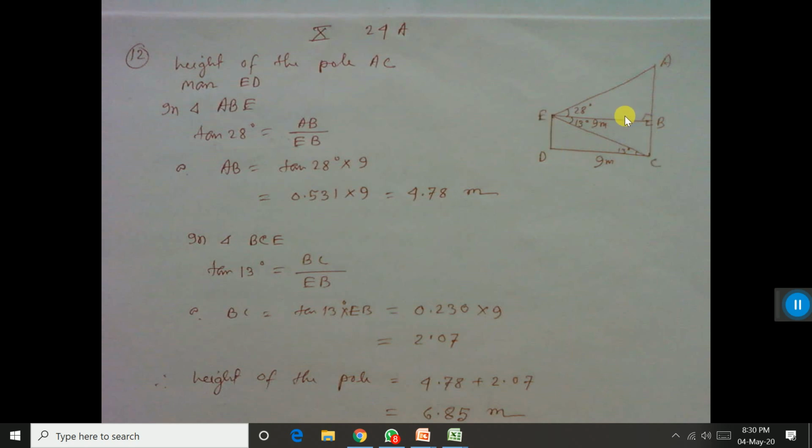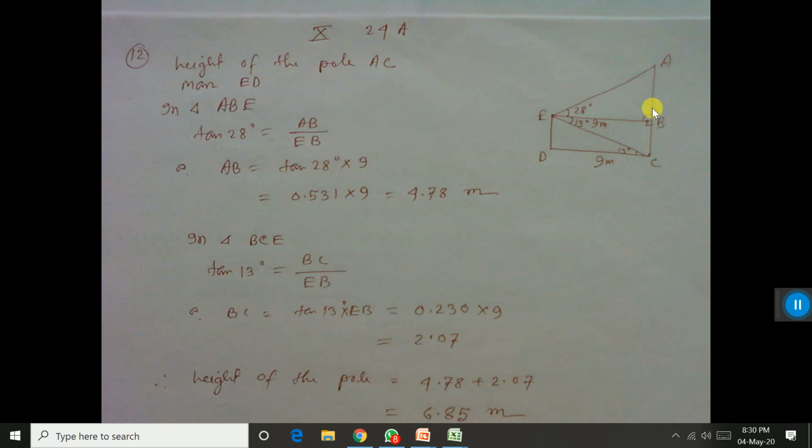Now you can take triangle ABE, with angle 28 degrees. Tan 28 degrees equals perpendicular AB by base 9. So here you put 9, then it will be 9 into tan 28 degrees. Put the value of tan 28 degrees from the table and multiply. You will get the value of AB.